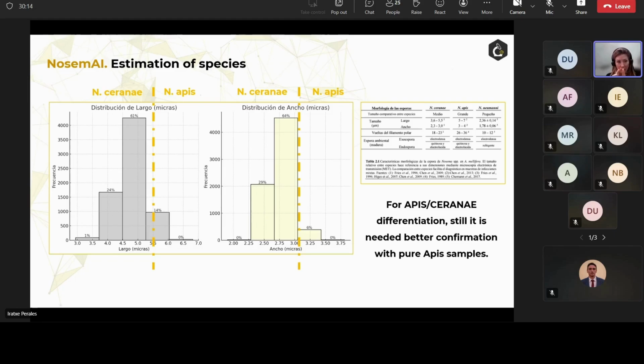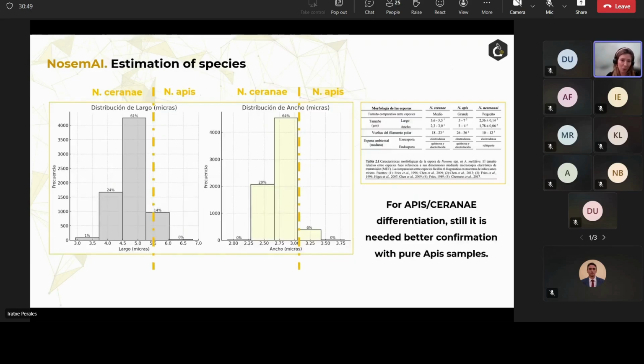So there is a percentage in which we cannot be sure, the non-definitive, non-positive values, but for all the others we could clearly see that the spores were ceranae. The references that we used for the dimensions were from one thesis done in the Marchamalo Center. I can share with you the specific thesis that we used if you are interested.